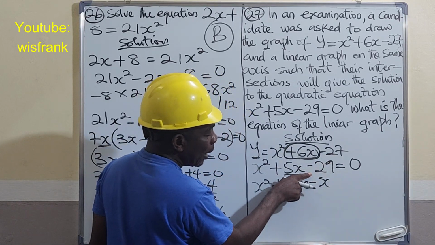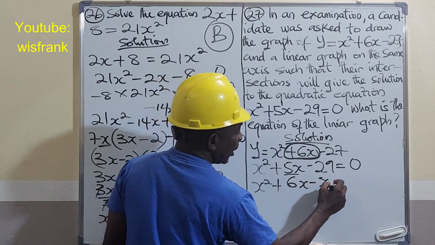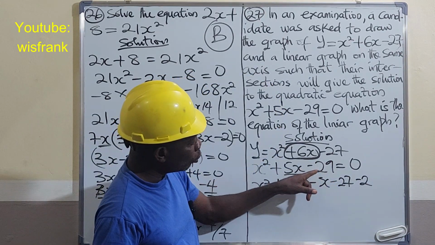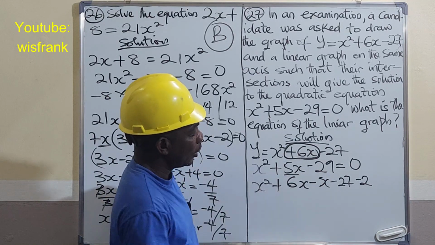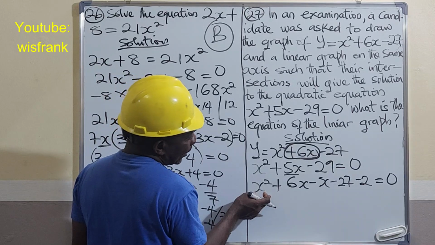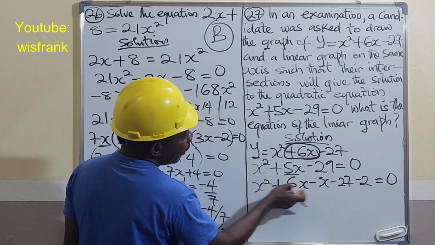How do we get minus 29? This will be minus 27 minus 2. Minus 27 minus 2 will give us minus 29. So this is what we get. We bring down equals 0. So now we can rearrange this.